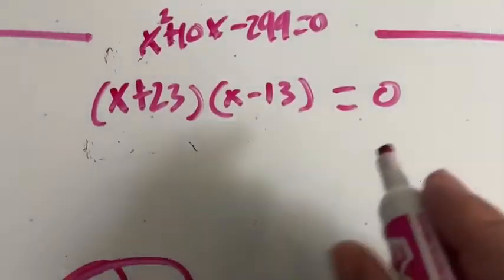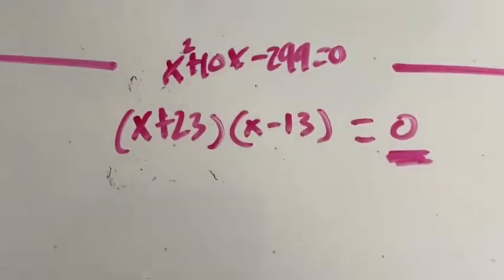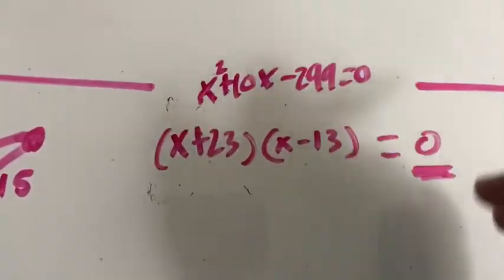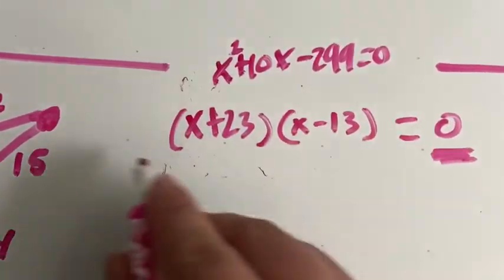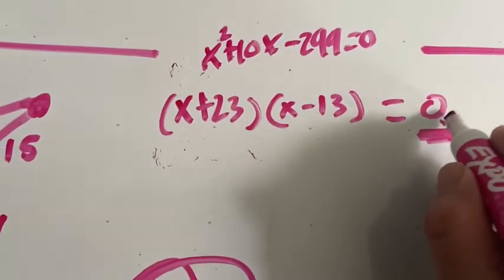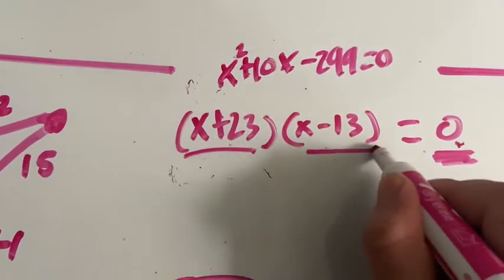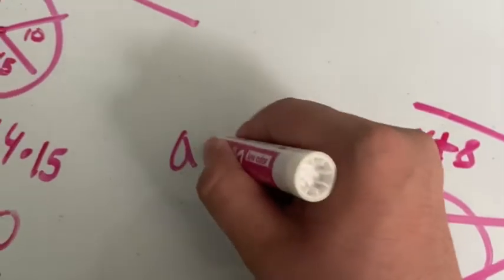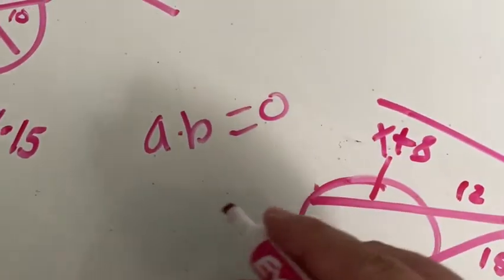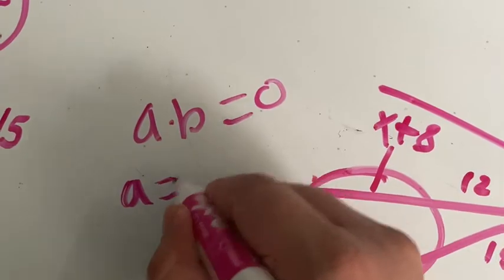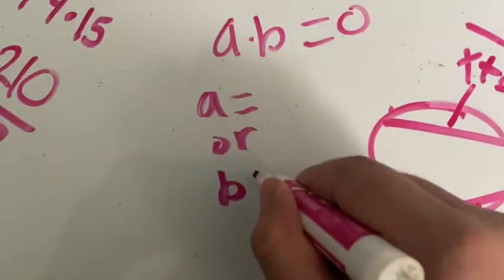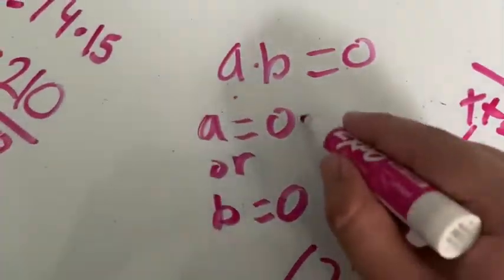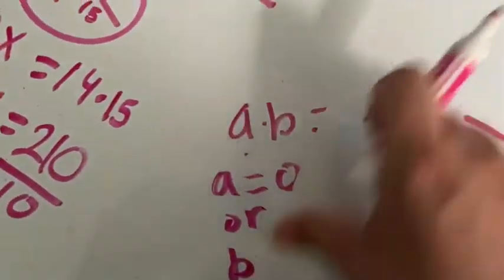Okay, now do you see why we needed to turn this into 0, so that we could properly find our x values in an easier fashion? Now, in order for this expression to equal 0, one of these expressions must equal 0, right? Because if I have a times b equal to 0, either a or b is equal to 0. If this is true, then this must be true, okay?